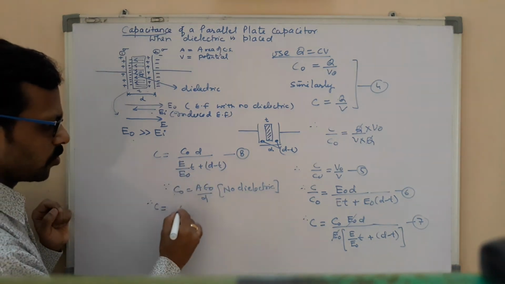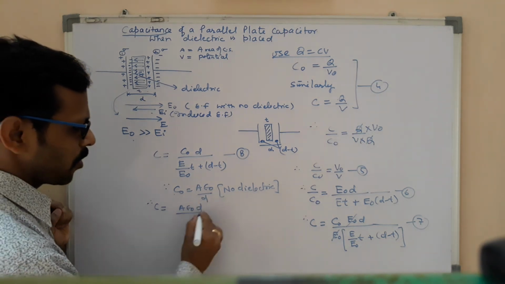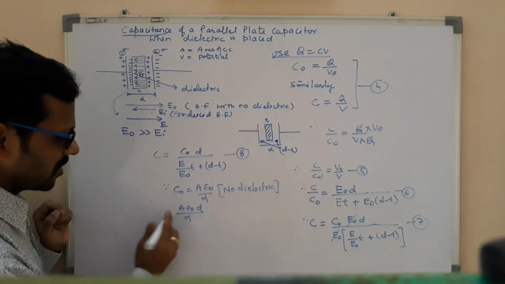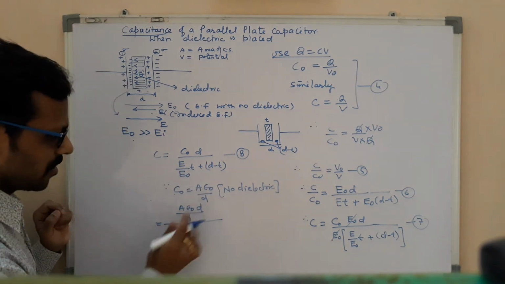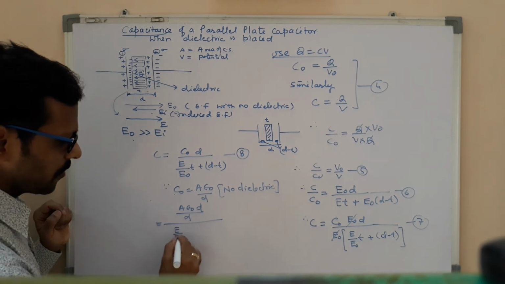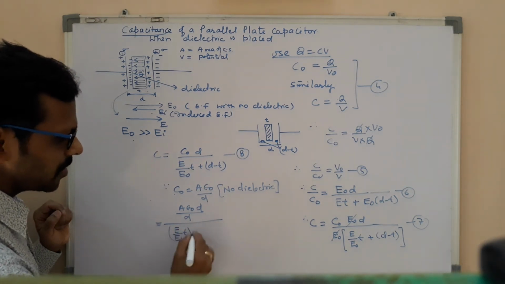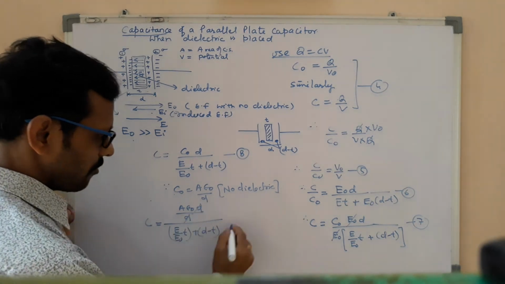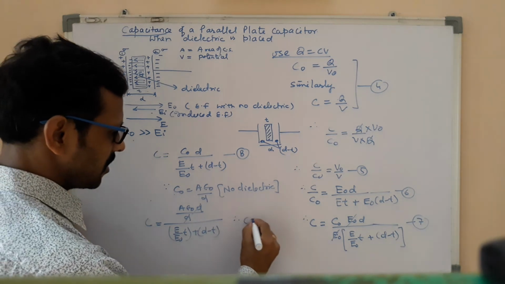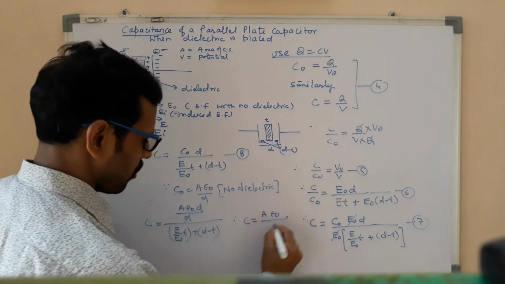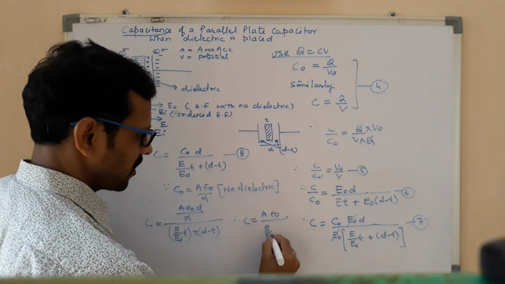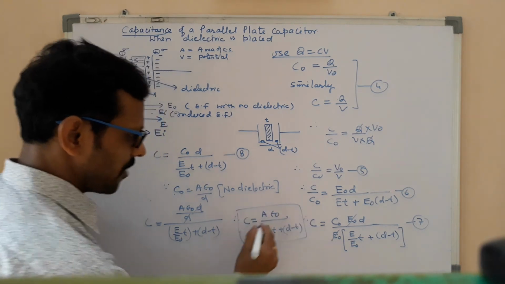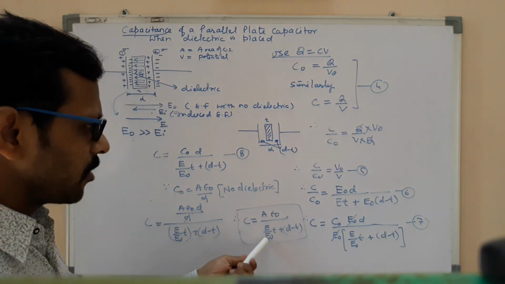Therefore C is equal to A epsilon naught upon D into D upon, so A epsilon naught upon D is the C naught, and D is already present, and this is equal to the numerator, E upon E naught times T plus D minus T. So this D gets cancelled, hence you will get C is equal to A epsilon naught upon E upon E naught T plus D minus T. So this is your expression in terms of electric field, when dielectric and no dielectric is there.